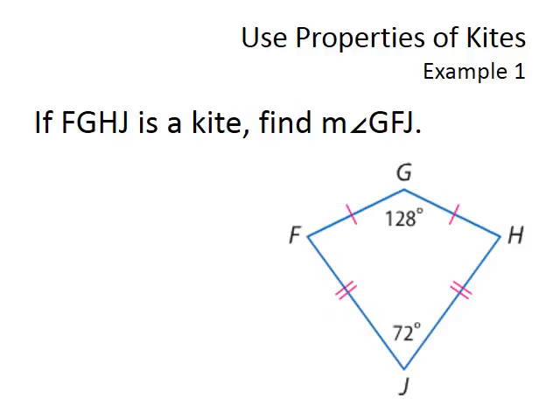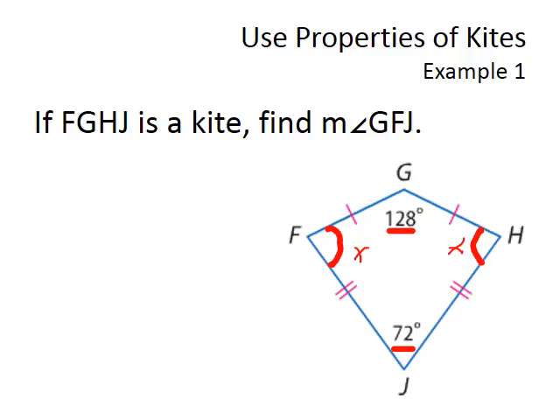All right, let's look at a couple quick examples of using the properties of kites. It's really easy, really straightforward. First, we're going to practice finding angles. All right, we want to find the measure of angle GFJ, which is this one right here. And we remember with angles and kites, there's one pair of opposite angles that are congruent. Of the pair we're given so far, 128 and 72, those are not congruent, so it must be angle GFJ and angle GHJ that are the congruent angles.